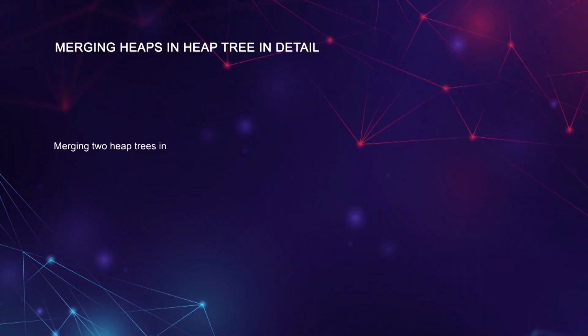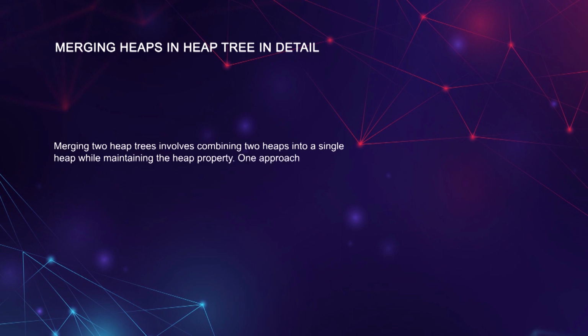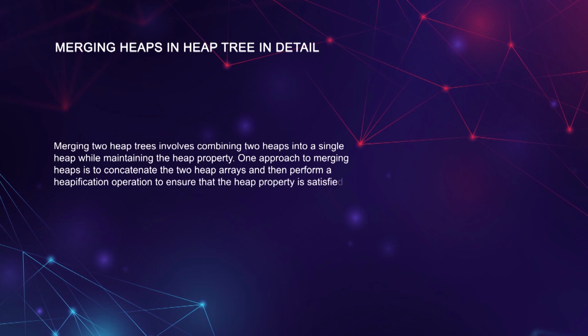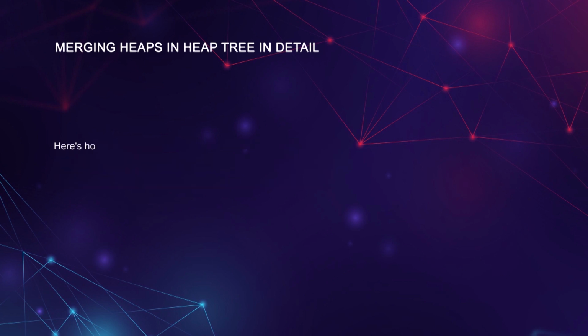Merging two heaps involves combining two heaps into a single heap while maintaining the heap property. One approach to merging heaps is to concatenate the two heap arrays and then perform a heapification operation to ensure that the heap property is satisfied. Here we have certain steps that need to be followed. The first step is to concatenate the arrays. Concatenate the two arrays representing the max heaps you want to merge.